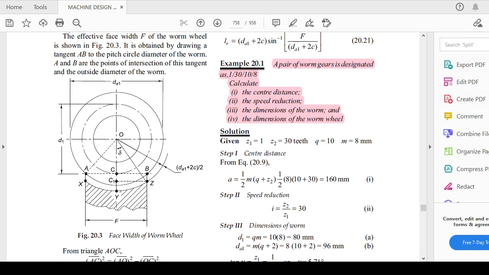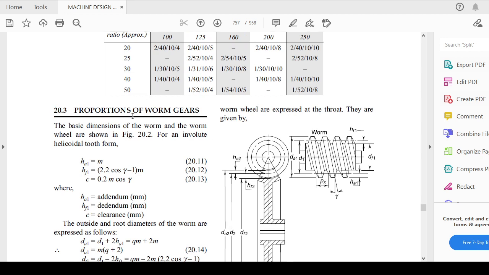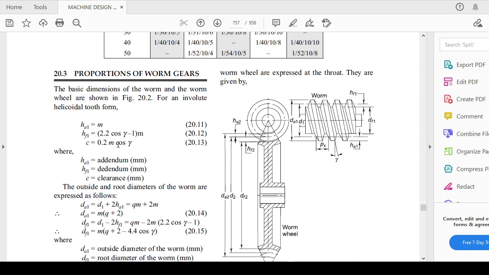So as in the last session we have discussed the basics and terminologies related to the worm gear. Today we are going to discuss a numerical based on the terminologies and the dimension calculation of the worm gear drive. Before that I will just recall a few formulas which you can fetch from your design data book. You should not remember all these formulas, there is no need for mugging.